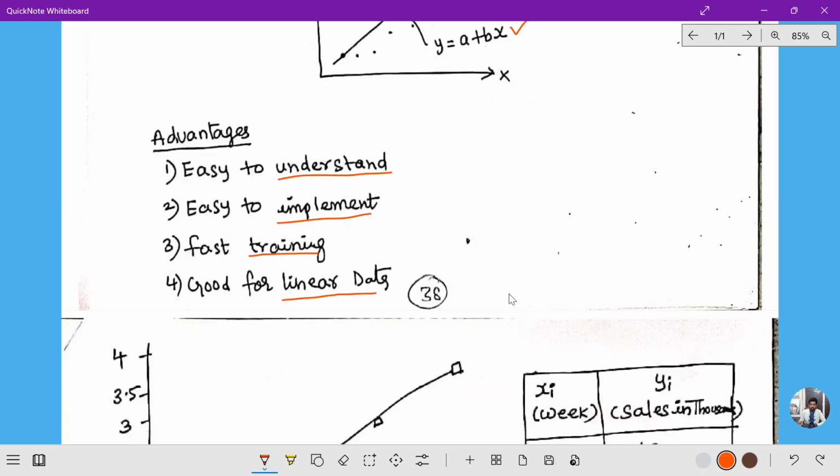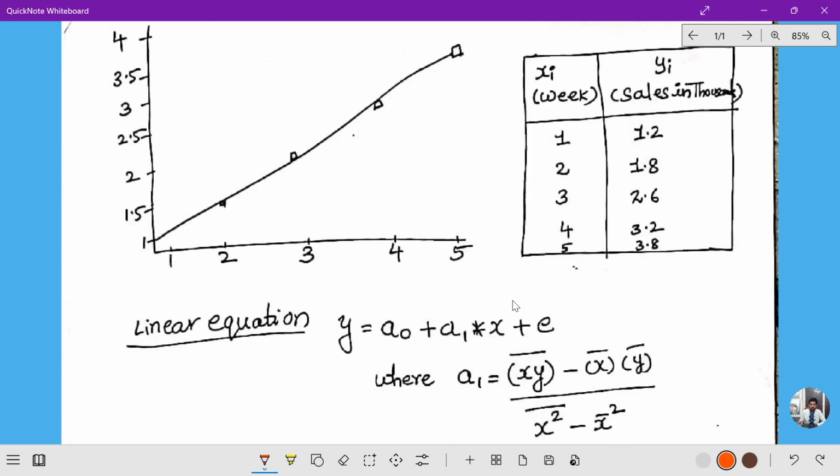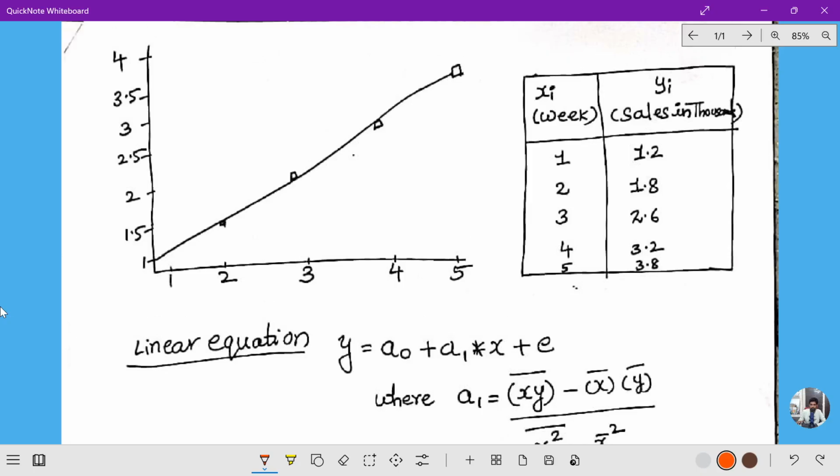Let us see some examples related to simple linear regression. You can observe on the screen there is some data in the form of a table. The first attribute is week, which is expressed with x, and the second attribute is sales, which is expressed with y. The week values are 1, 2, 3, 4, 5, and the sales values are 1.2 and so on.